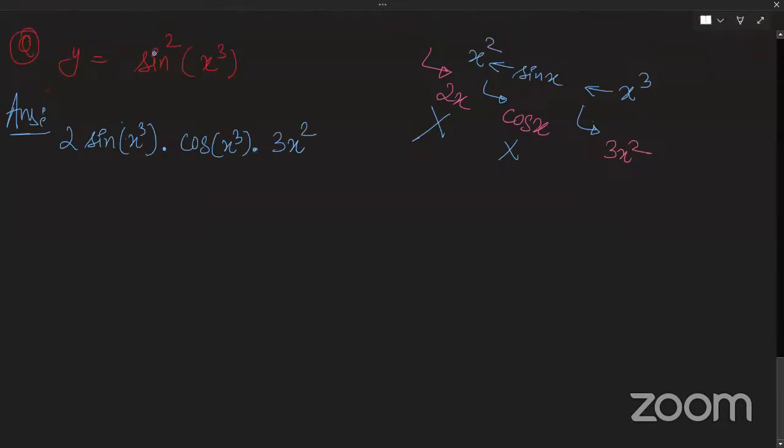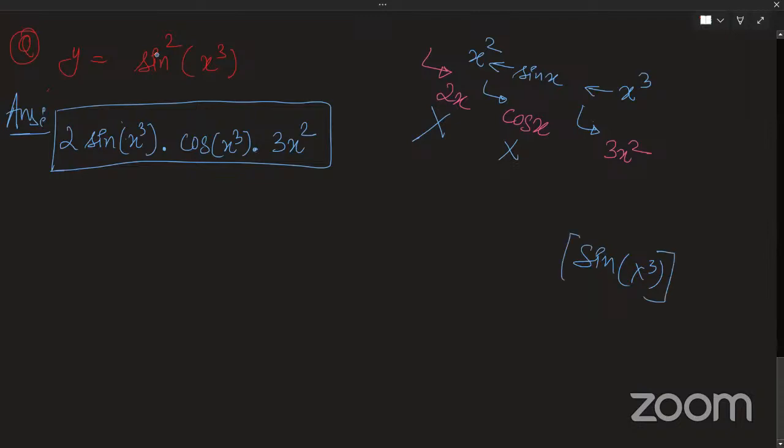So this is your final answer. Yes, Vignesh? Can you tell me why did we insert sin x into x square? Yeah, because it is sine of x cube, right? It is sine of x cube. So how will you get this? It is basically sine of x cube whole square, something like this. So you can just see it as inside of x square we have substituted sine of x cube, right? Right, Vignesh?